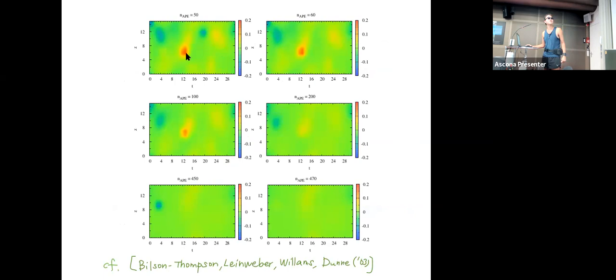So this is 50 smearing steps, 100 smearing steps, et cetera. And then there's this red and blue. These are the points where topological charge is concentrated. Okay, this is a little bit of a cartoon, of course, since the actual thing is in four space-time dimensions, but anyway, it is a cartoon.